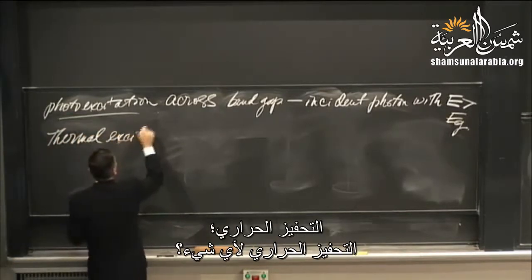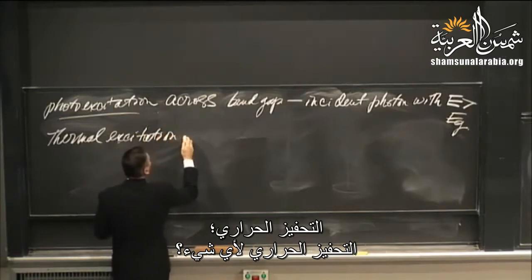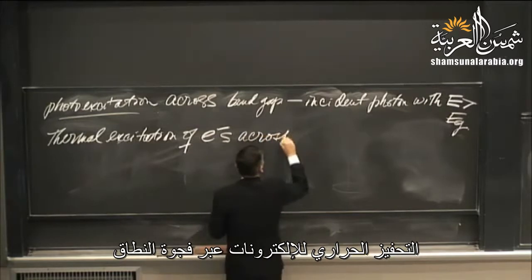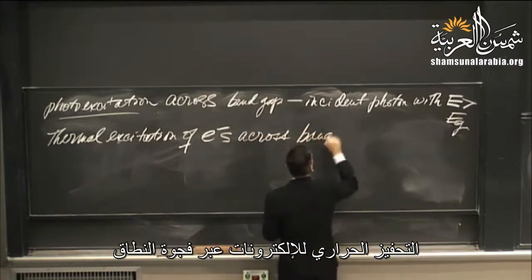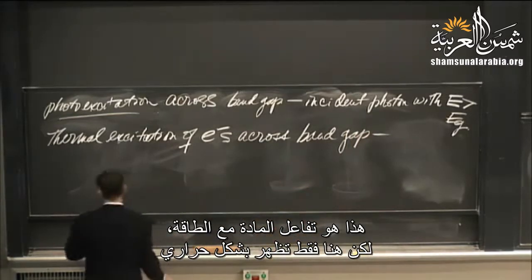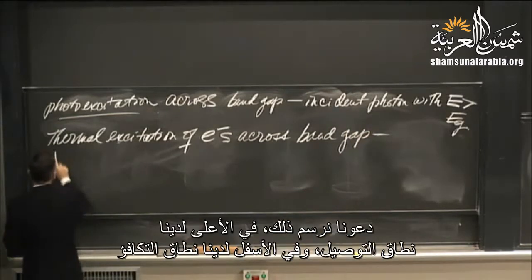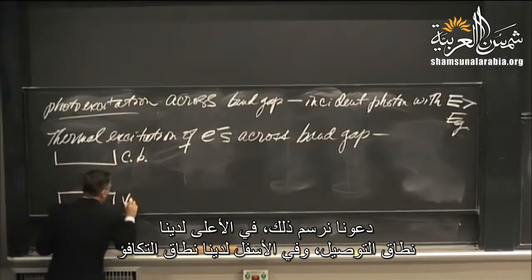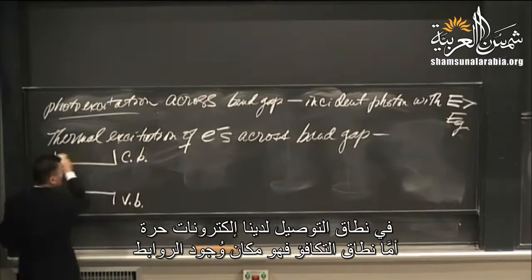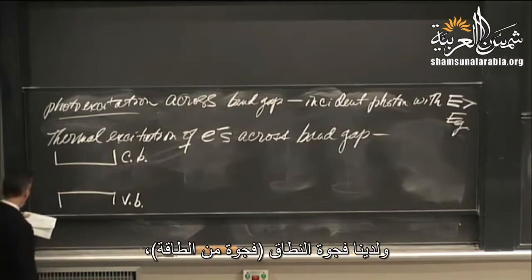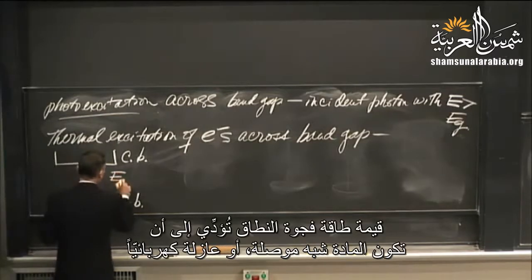Thermal excitation. So thermal excitation of what? Thermal excitation of electrons across the band gap. So this is matter-energy interactions, only in this case it's thermally inspired. So let's draw our cartoon again. Up here we have the conduction band, and below we have the valence band. In the conduction band we have free electrons, and the valence band is where all the bonds live. And we've got an energy gap here of some value.